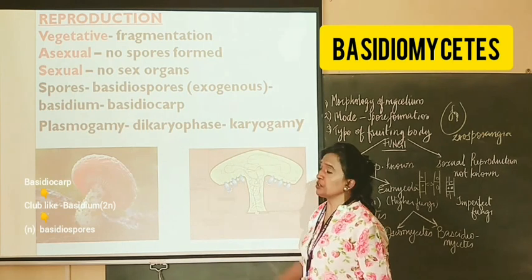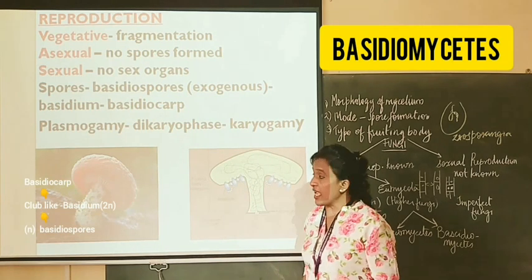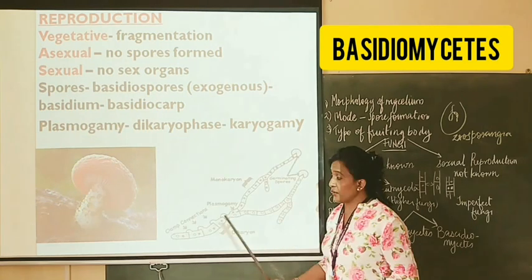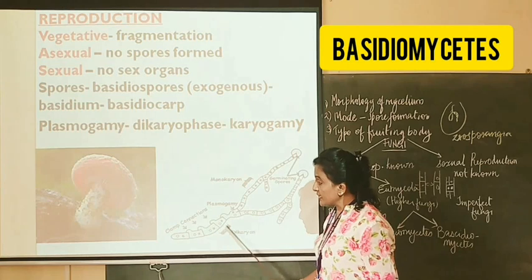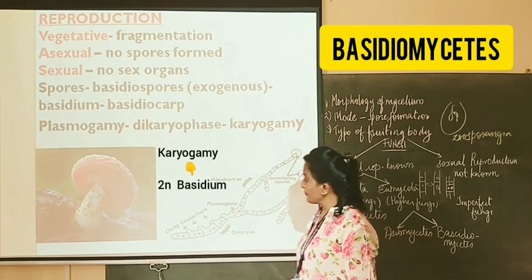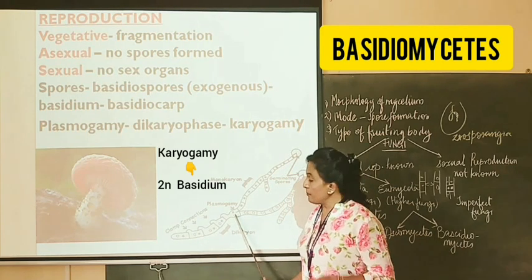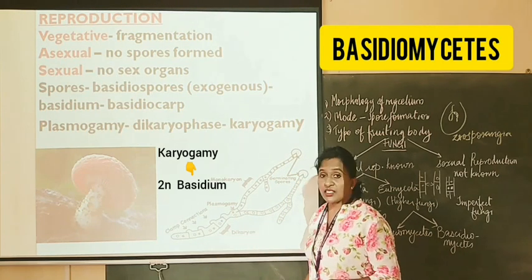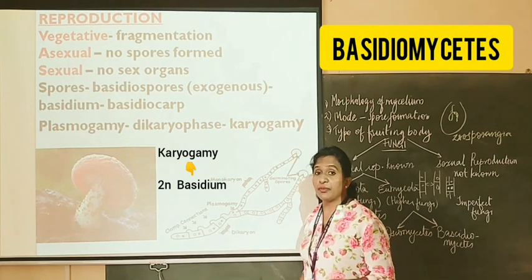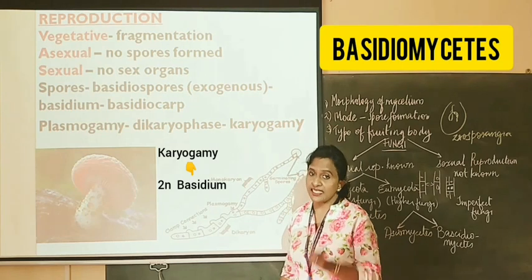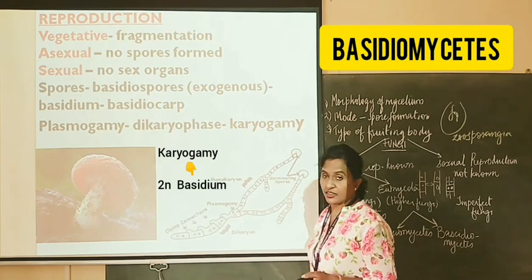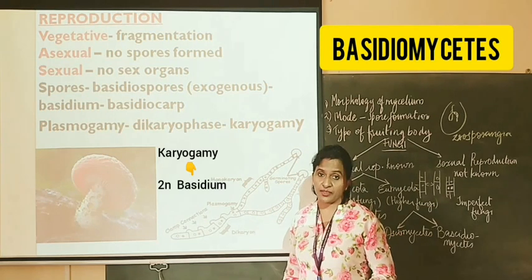Okay, so here too there will be plasmogamy, then dikaryophase and karyogamy. We have already discussed it. There will be the fusion of hyphae of different strains, and there will be plasmogamy. After plasmogamy there is a phase called dikaryophase, wherein there are two nuclei inside one cell, and this is prolonged for many generations as we discussed earlier, followed by karyogamy.